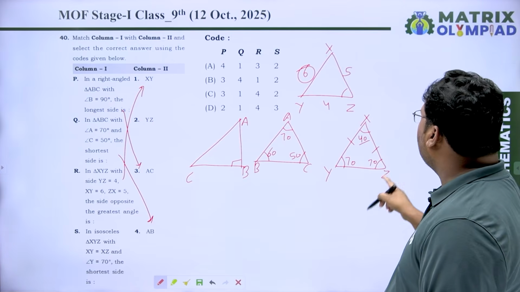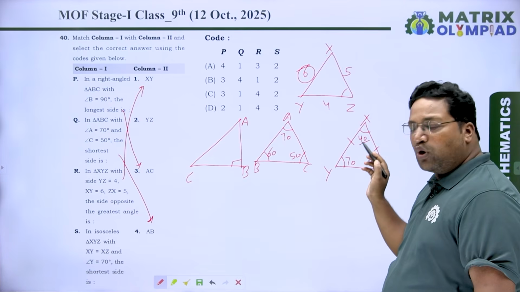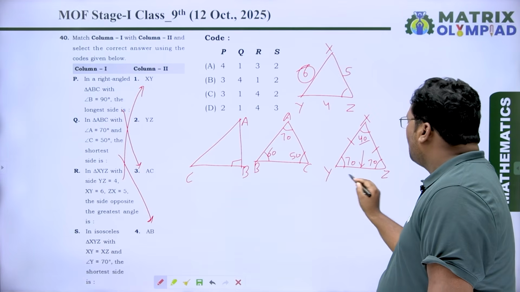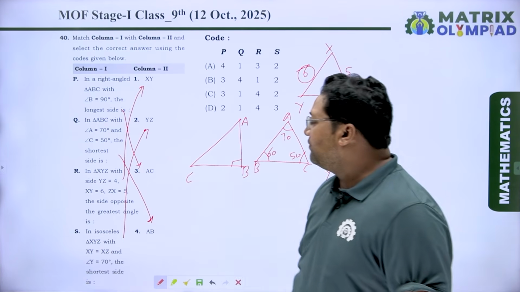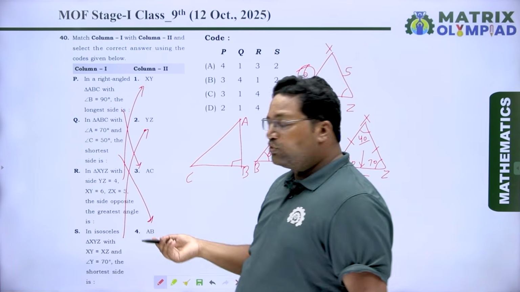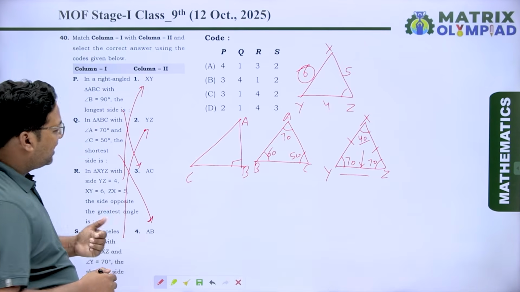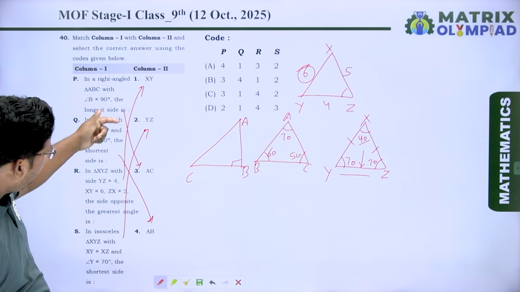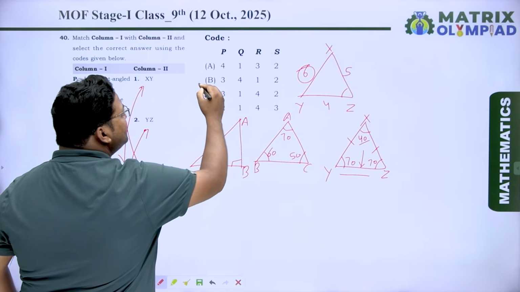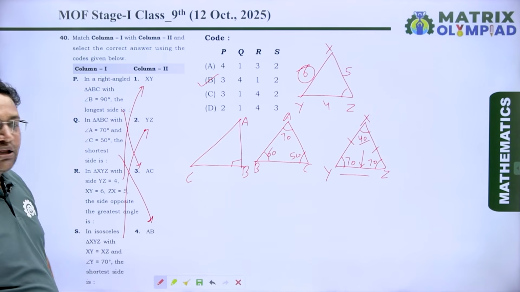So here you can see the smallest angle is X. So the opposite side of the smallest angle is YZ. So the smallest side is YZ. It means for S, the second one is true. So for this question, our answer is 3, 4, 1 and 2, which is in option B. So option B will be the right answer.